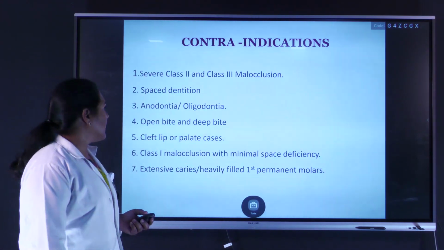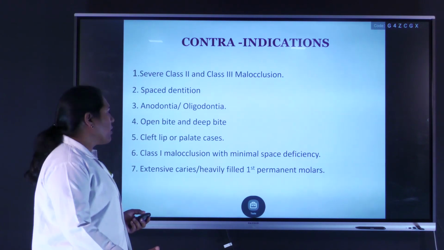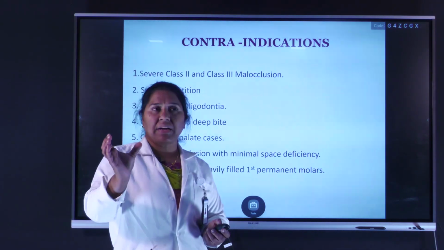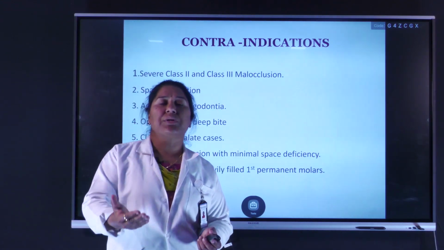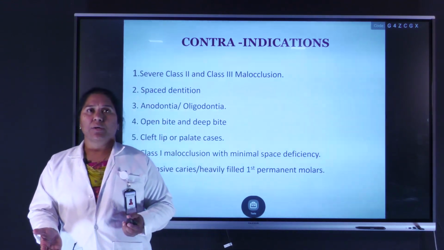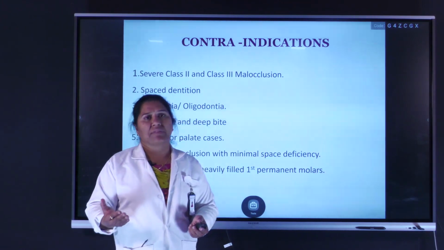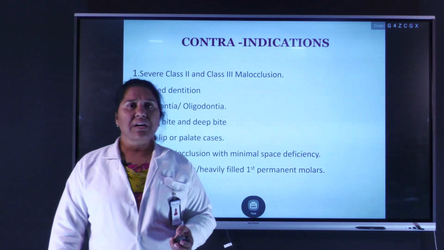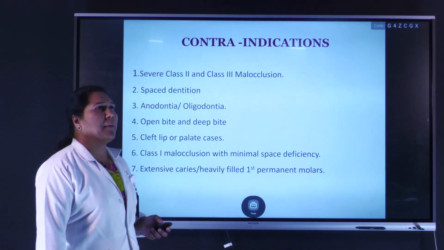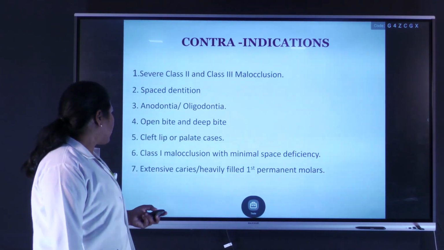So spaced dentition, okay. Oligodontia means the required number of teeth have not erupted. There will be fewer teeth. For example, 32 teeth are supposed to be there in the human oral cavity. Instead of that, some teeth have failed to erupt or are congenitally missing. In such conditions also, it's not favorable to do serial extractions.